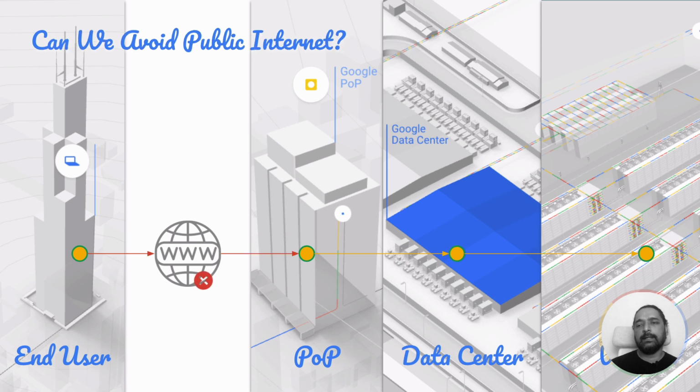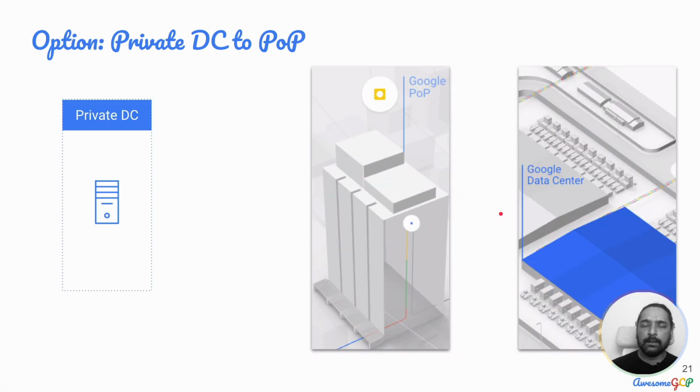Now, the question is, is there a way in which we can avoid the public internet? One way would be to go directly from the end user to the point of presence, or we can even consider the option that the end user goes directly to the Google data center, right? If there was a way to avoid the internet, these might be two endpoints that we can directly try to reach, which would make it safer, faster, and more reliable possibly. So let's look at that now.